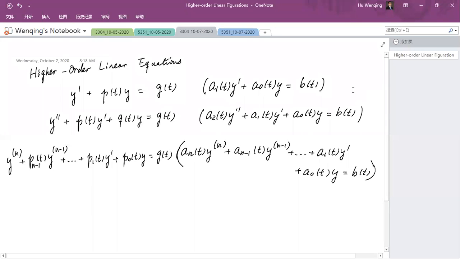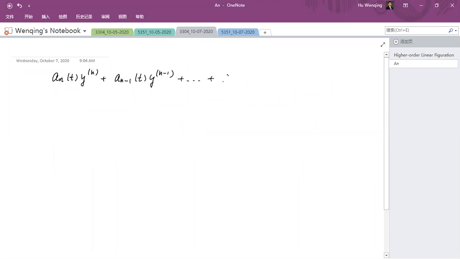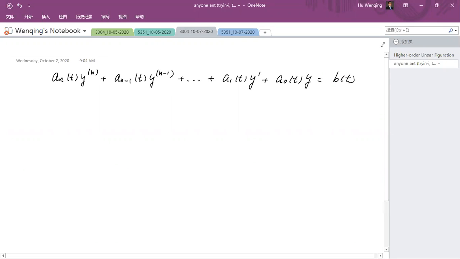So let me now focus on this higher order equation. Let me say this higher order linear equation, not in the standard form, has this form: a n of t y n's derivative plus a n minus 1 of t y n minus 1's derivative plus dot dot dot plus a1 of t y prime plus a0 of t of y is equal to b of t.